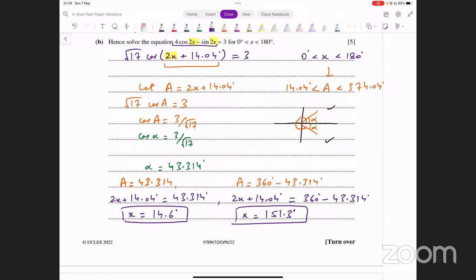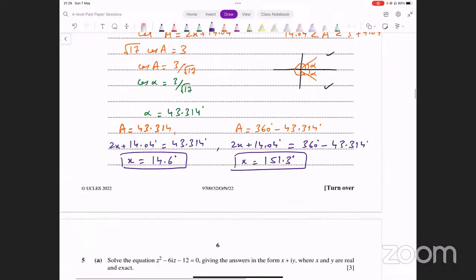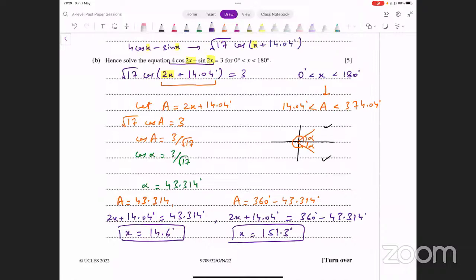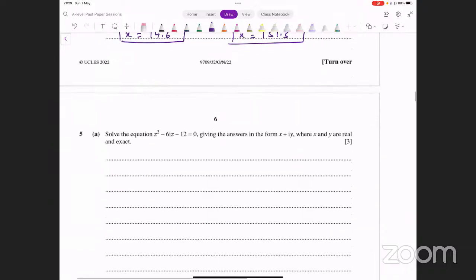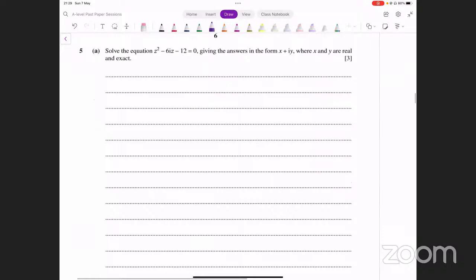All right, that was question number 4. That's all that we had to do here. Let's move on. Question number 5. Now it says solve this equation giving the answers in the form x plus iota y, where x and y are real and exact. Okay, now let's solve this equation. We need our answer in the exact form. Don't take decimals.